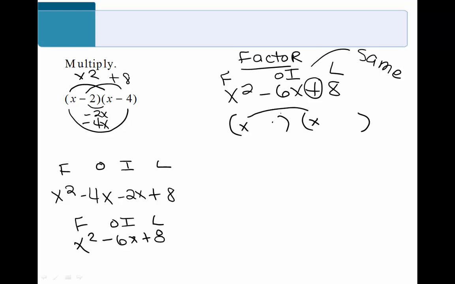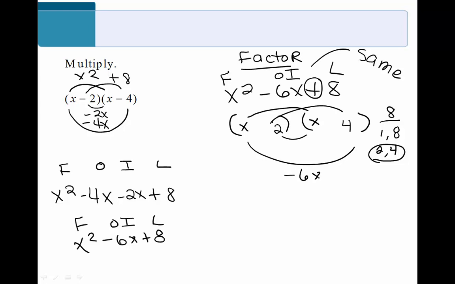Your L, factors of 8, 1 and 8, 2 and 4. We're looking for the two that will add up to the middle term 6x. So once again, it's the 2 and the 4. But now our inner and our outer have to add up to negative 6x instead of positive 6x. 2 times x is 2x. 4 times x is 4x. In order to add up to negative 6x, instead of them being both positive like in the previous example, in this case they'd have to be both negative. Alright, so those were both of the scenarios for case 1.